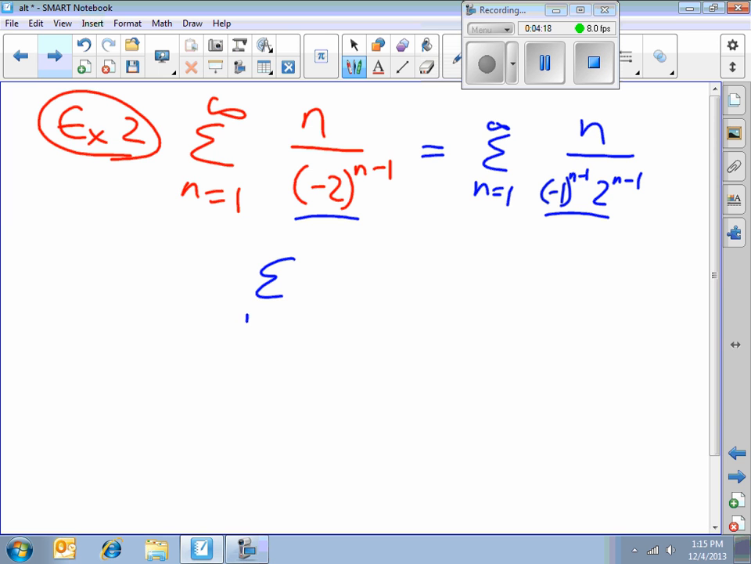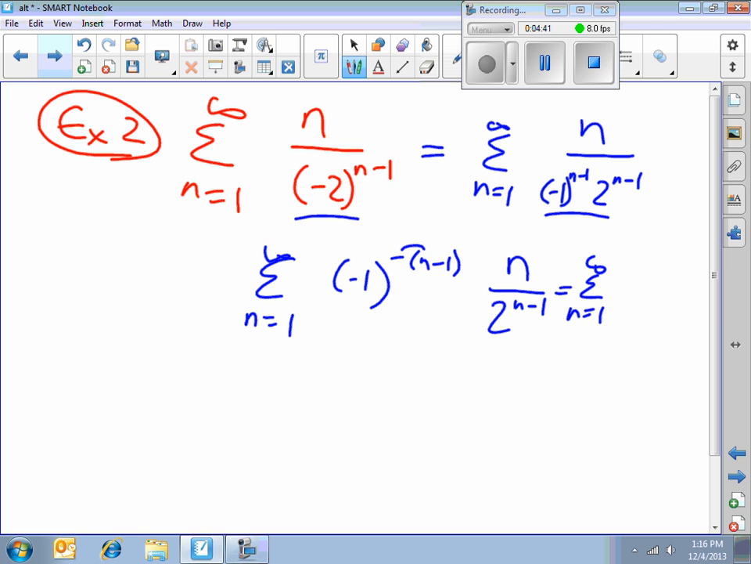Now, -1 to the n minus 1 on the bottom can be rewritten on top as -1 to the negative n minus 1. I'm just moving it to the top, and then multiplying it by n over 2 to the n minus 1. Cleaning this up a little bit, that's the summation as n goes from 1 to infinity. If I distribute that through, it is 1 minus n, so -1 to the 1 minus n times n over 2 to the n minus 1. After just a little bit of work, we have that alternating there.